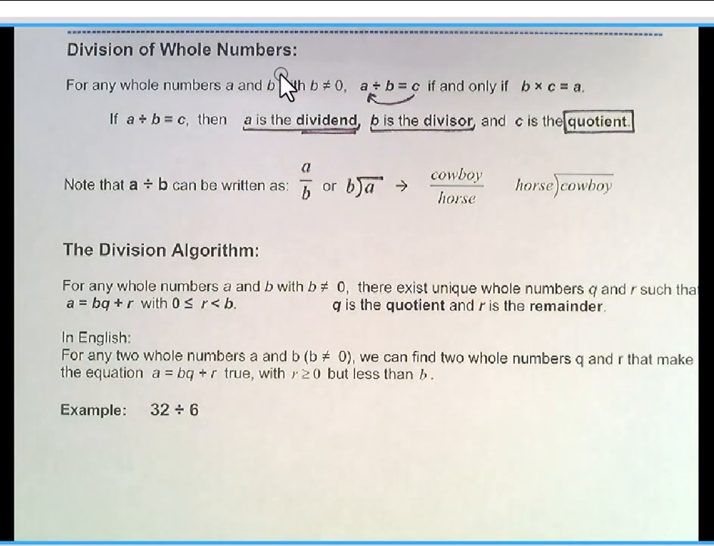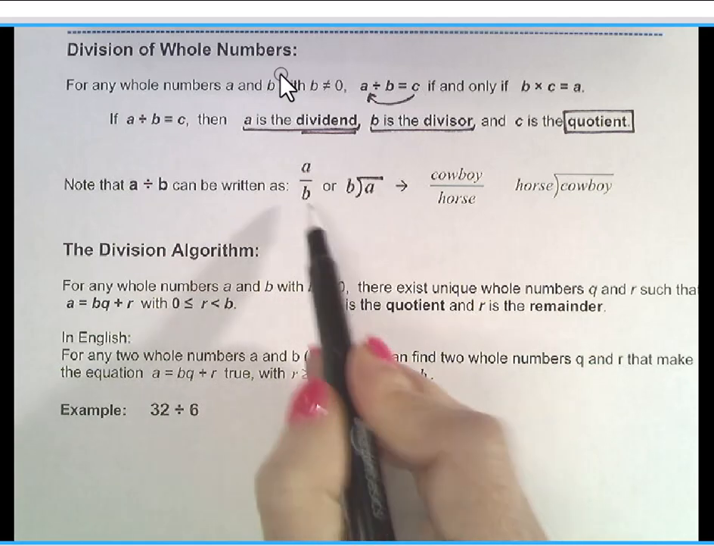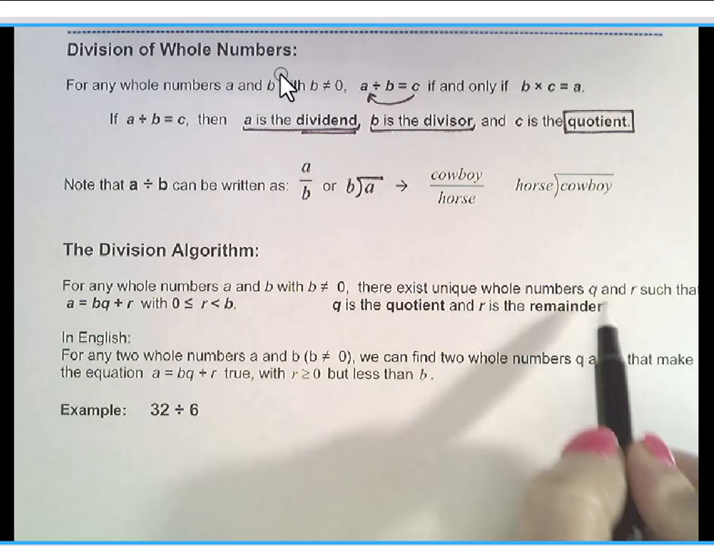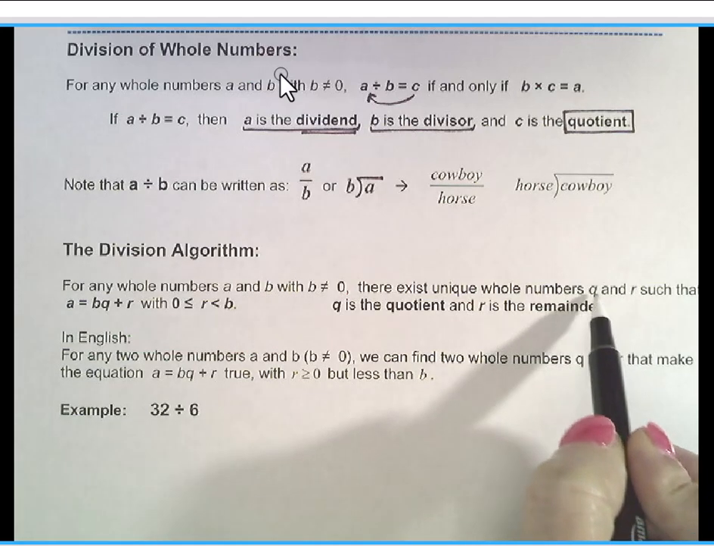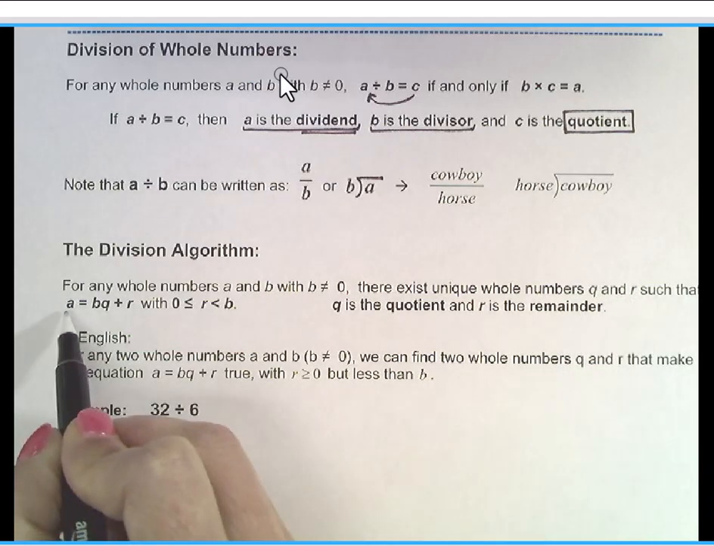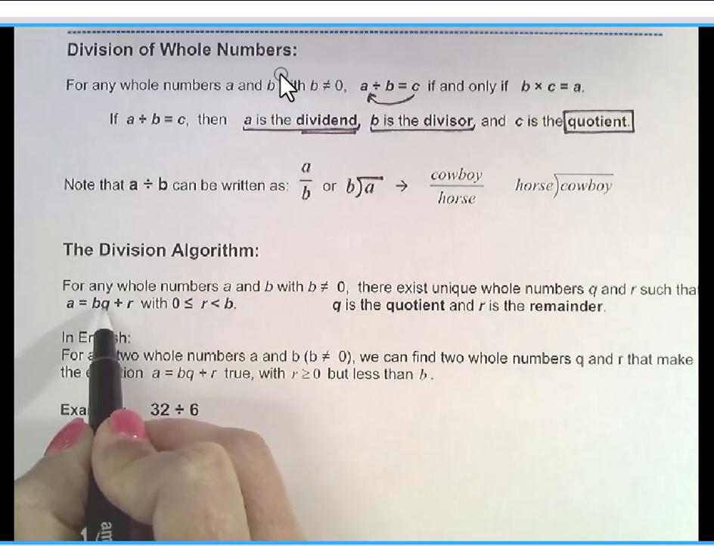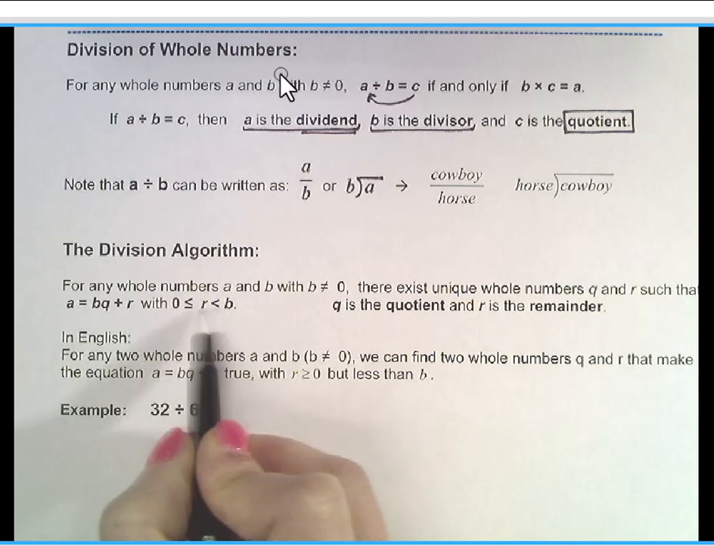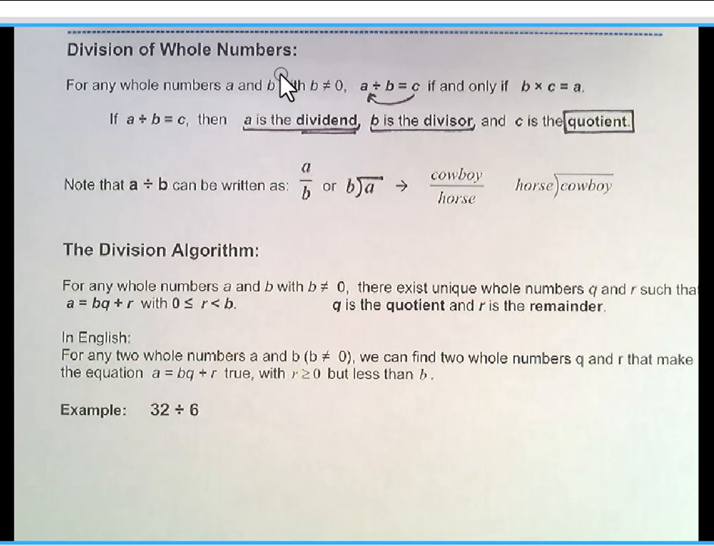Then the division algorithm explains remainders and what to do with remainders. This is kind of a doozy of a definition, so I'm going to try to translate it to English. It says for any whole numbers a and b, where b is not 0, we have to make sure that the divisor is not 0, there exist unique whole numbers q and r, named for quotient and remainder, so that a is equal to b times the quotient plus the remainder, where the remainder is always smaller than b and greater than or equal to 0.